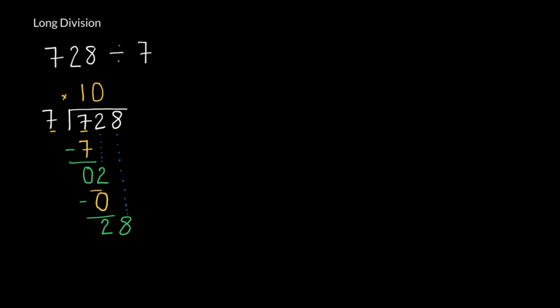Now I've got 28 divided by 7. That's going to give me 4. And then after I divide, I multiply. 4 times 7 gives me 28. Then after I multiply, I subtract. 28 minus 28 just gives us 0. And I can't bring down any other number because 8 was the last number in the sequence. And this is how we solve for that. So now we know 728 divided by 7 is 104.